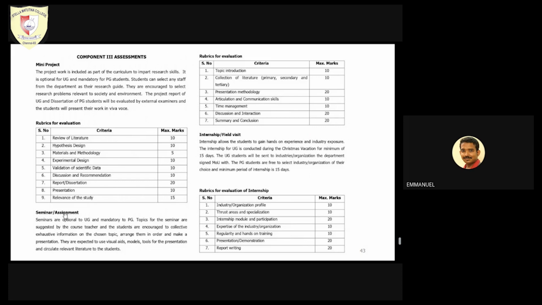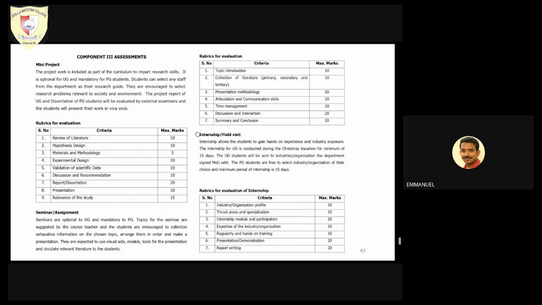Similarly, seminars or assignments or MCQ could be done. The suggested rubrics have been given like this. Departments have the autonomy and authority to customize according to their need and their purpose.